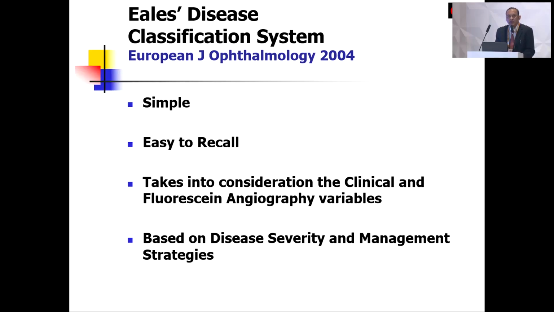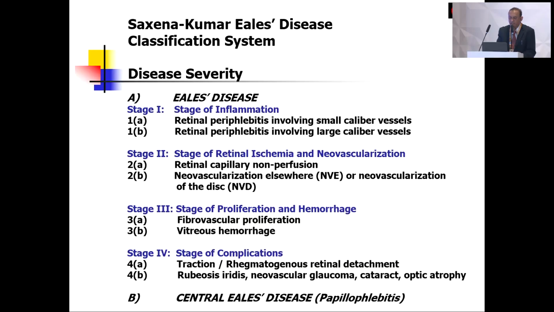Now, 20 years back, we developed an Eales disease classification system which takes into consideration both the inflammation and the neovascularization concept. This is simple and easy to recall, and it takes into consideration the clinical and the fluorescein angiography variables, and based on this, we have the disease severity and management strategies. To summarize, we have Eales disease per se and central Eales disease. Eales disease can be divided into 4 stages.